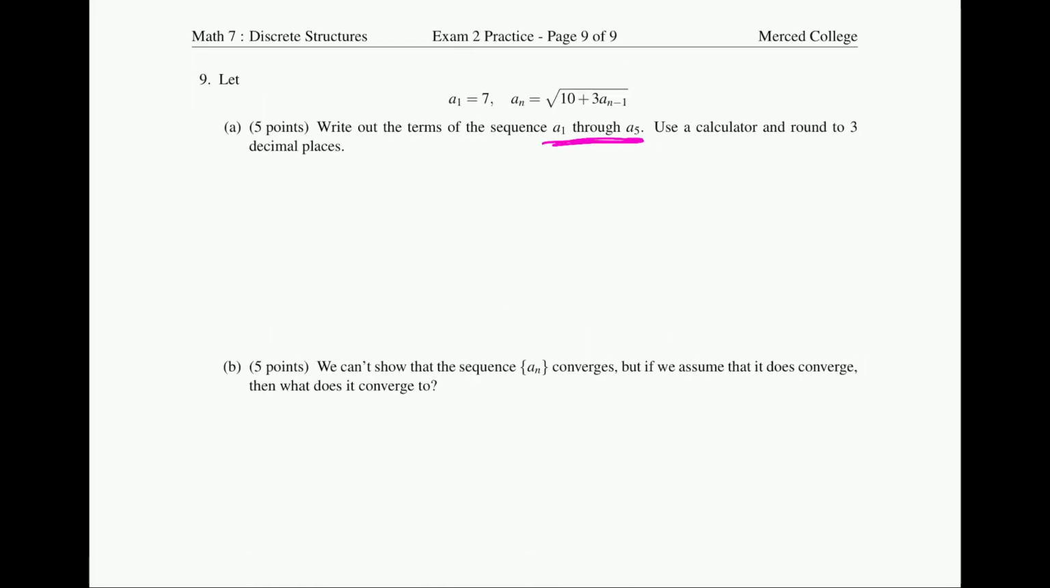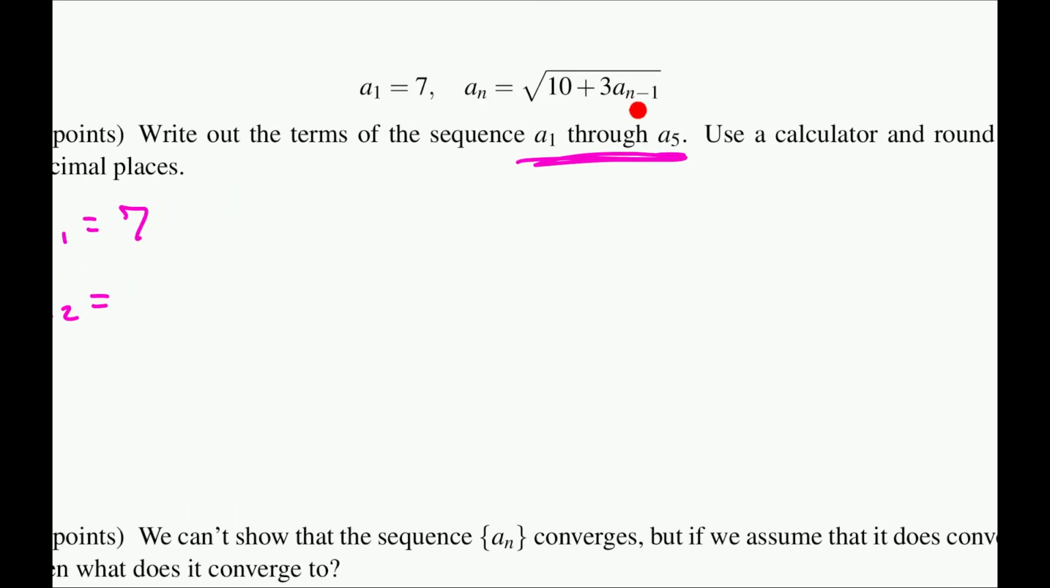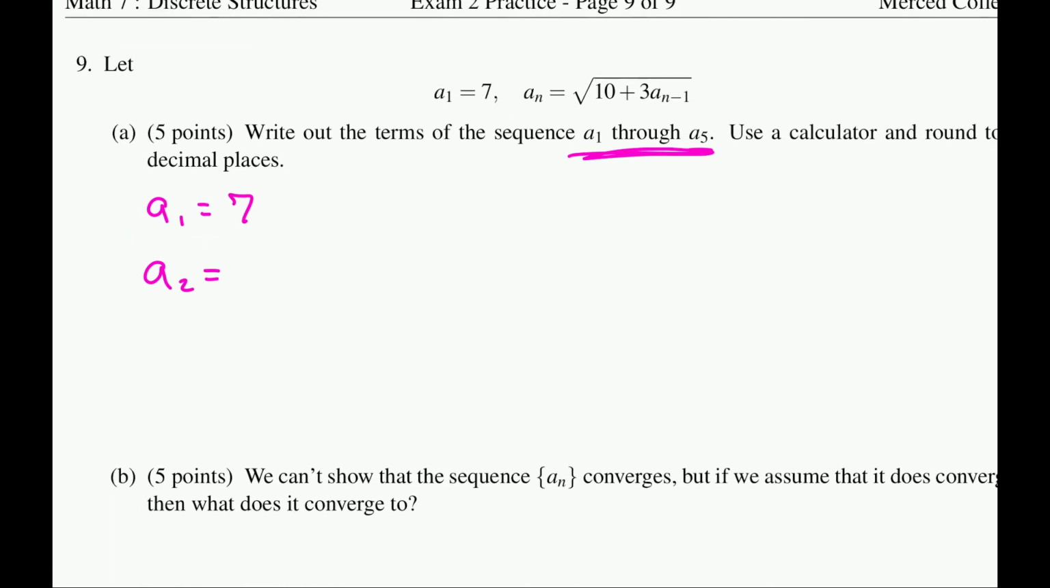So this is just writing out terms in the sequence. This is just to make sure we know how to calculate these. There's nothing super complicated about it. So like you say A1 is 7 because it says so here. And then after A1, you have to use this formula. So if you wanted to calculate A2, when this is an n, this is an n minus 1. So A2 would be the square root of 10 plus 3 times A1. So it would be the square root of 10 plus 3 times 7.